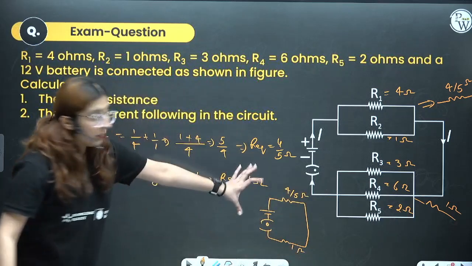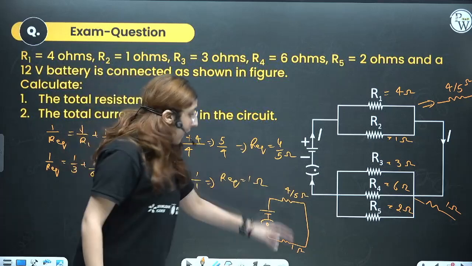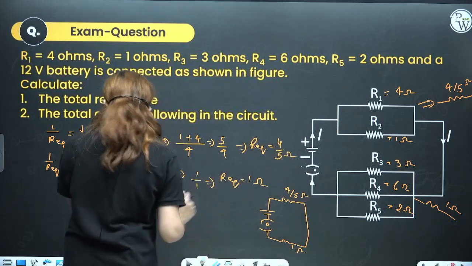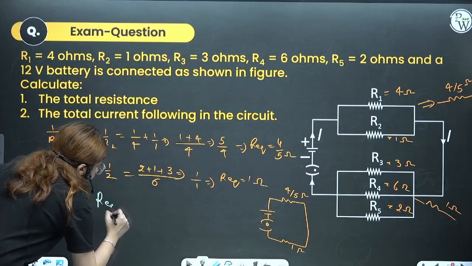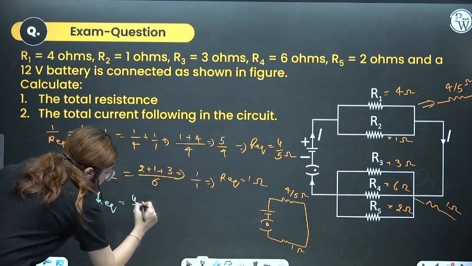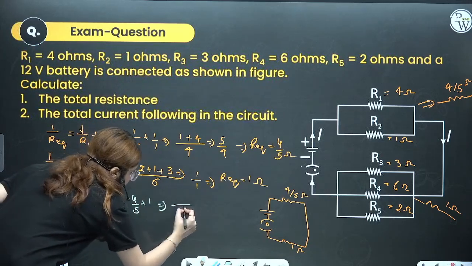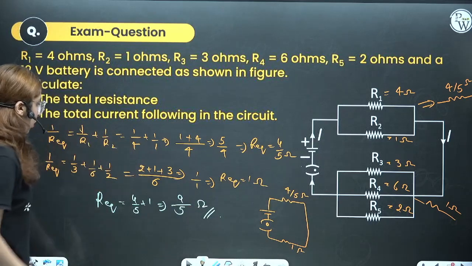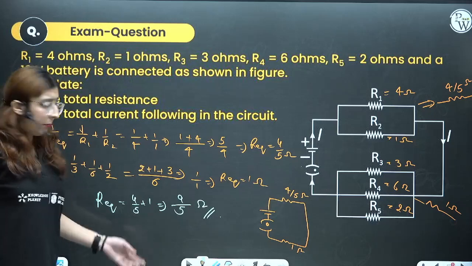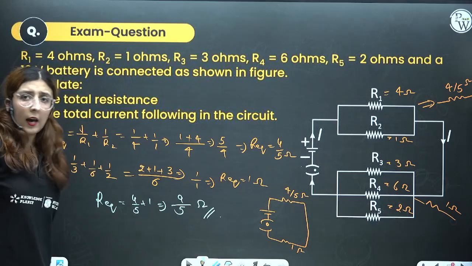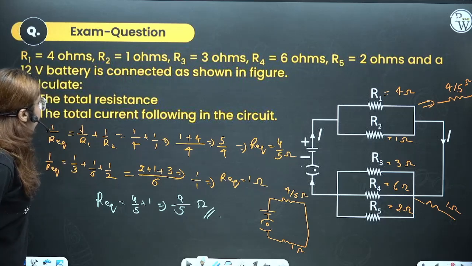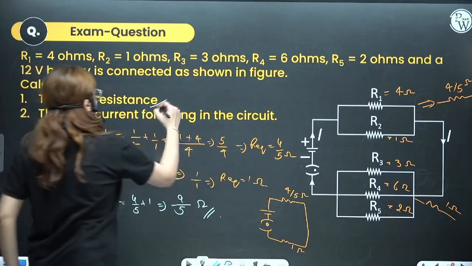These two, they are in series. So what you are going to do, directly add them. So doing it, R equivalent is 9 by 5 ohm. Right? Simple LCM, no? Take LCM and then you will be able to do it. So we are getting 9 by 5 ohm as the total resistance.